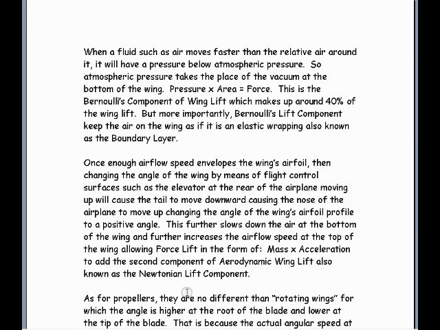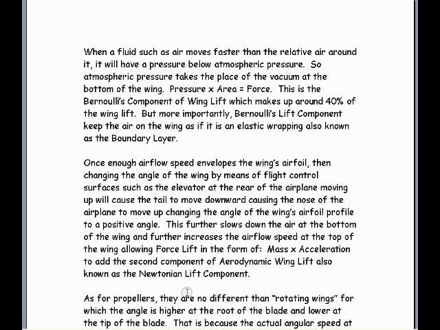When a fluid such as air moves faster than the relative air around it, it will have a pressure below atmospheric pressure. So atmospheric pressure takes the place of the vacuum at the bottom of the wing. Force is pressure times area. This is the Bernoulli's component of wing lift, which makes up around 40% of the wing lift. But more importantly, Bernoulli's lift component keeps the air on the wing as if it is an elastic wrapping known as the boundary layer.